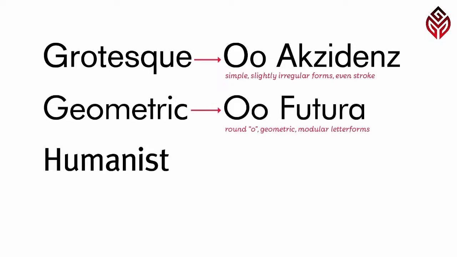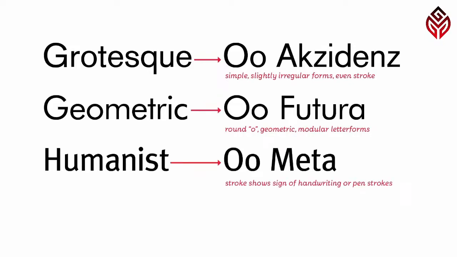Geometric sans serifs are much cleaner and more modern looking than grotesques. You can see here with Futura, with its round O and its geometric letter forms, how clean and modern it looks. The letter forms are built from modular systems, and this leads to repetition and evenness in the forms, but there's also a sense of no decoration to the letter form, so they'll have a very clean and modern feeling.